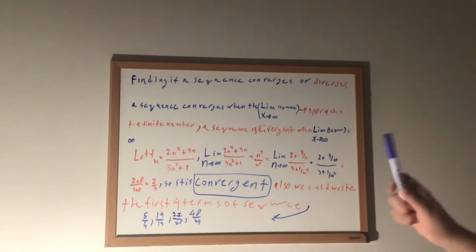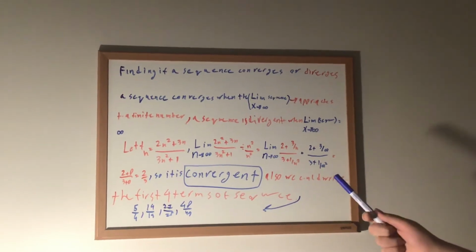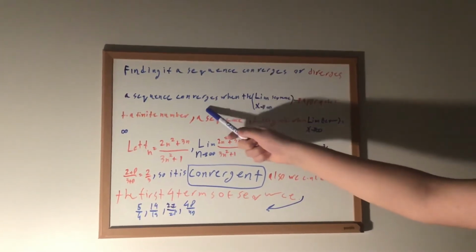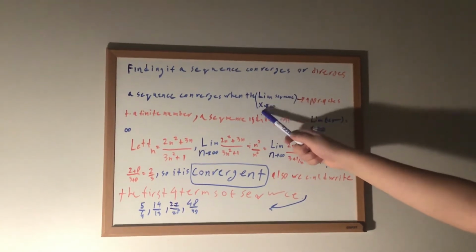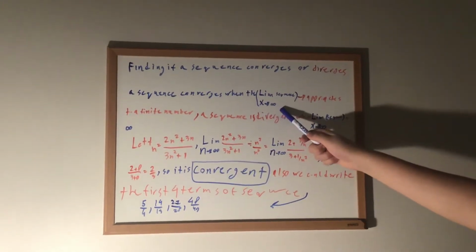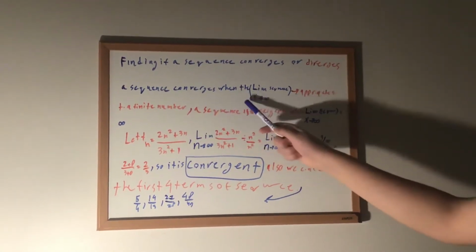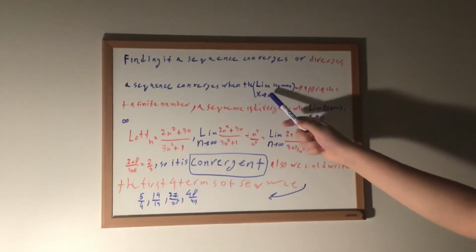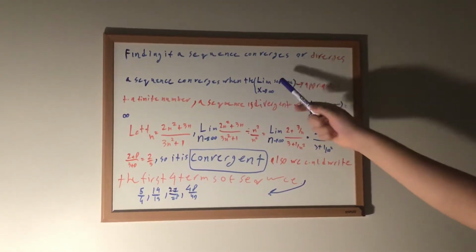So let's first define what is a divergent sequence or a convergent sequence. A sequence converges when the limit of that sequence as x approaches infinity approaches a finite number. That means as x increases, the actual sequence gets closer to a number.